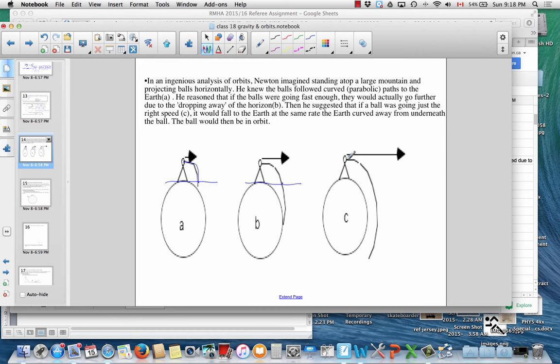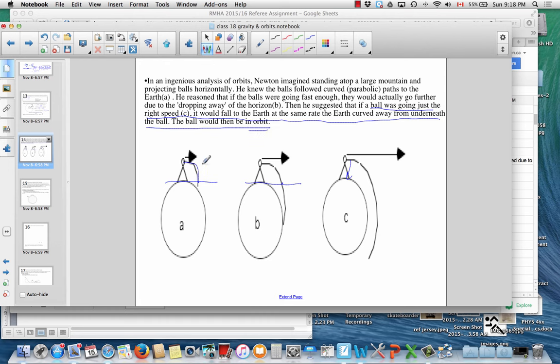And then Newton reasoned that there's got to be a speed whereby if you shoot it fast enough, yes, it's going to be attracted by gravity towards the center of the Earth. And therefore, it's going to be pulled downwards and it's going to deflect downwards. It's not going to go straight. But the rate at which it's deflecting downwards due to gravity is exactly the same as the rate at which the Earth is curving away because the Earth is round. This, of course, is an orbit. So if the ball was going at just the right speed, then it would fall to the Earth at the same rate the Earth curved away from underneath it. And the ball would then be in orbit.